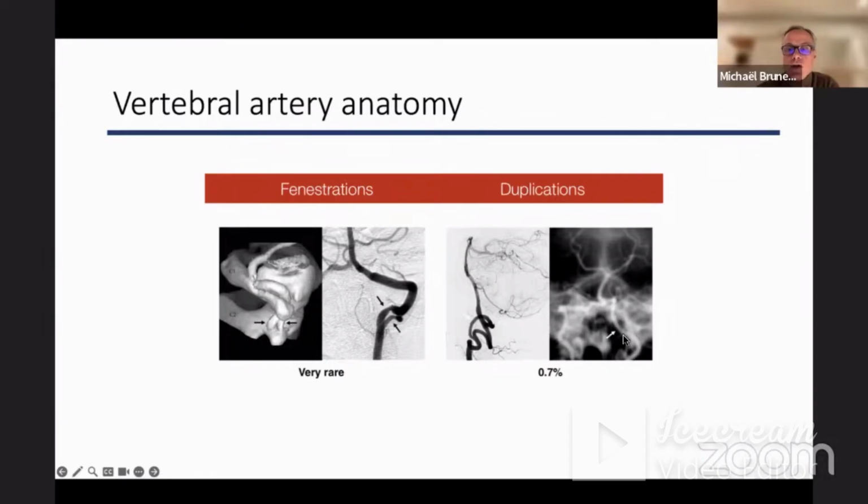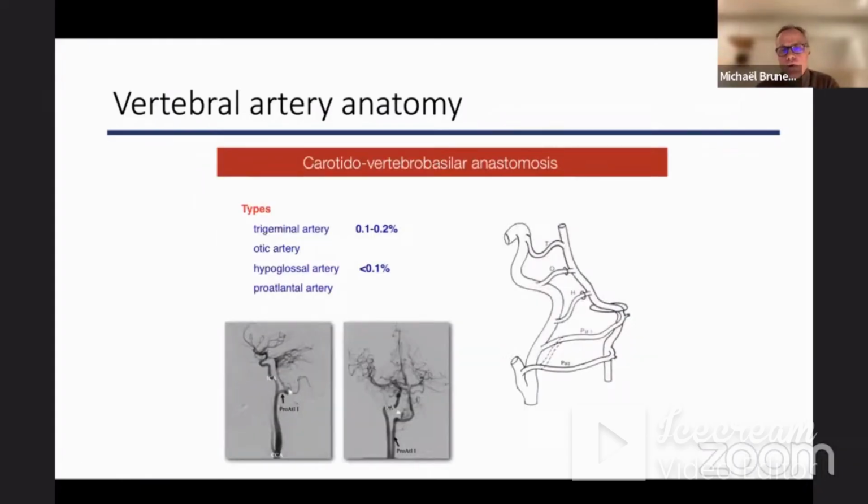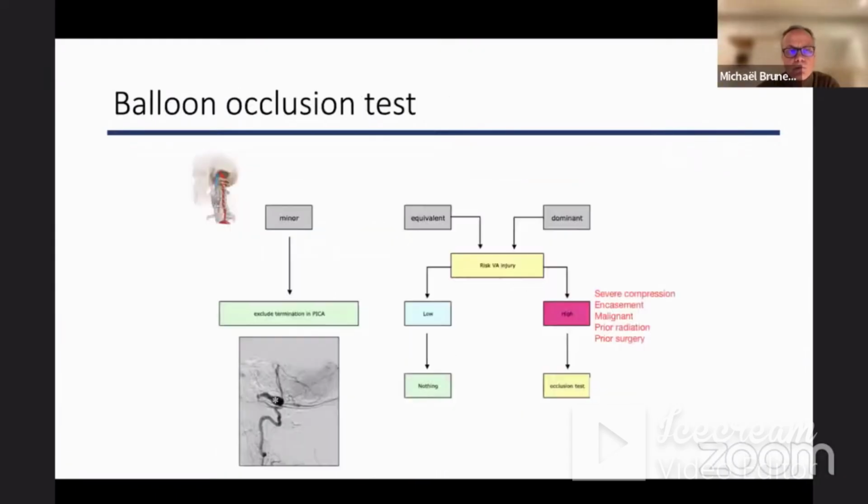In this situation, coming and having a trajectory between C1 and C2. You have also very rare anatomic anastomosis between the carotid system and the vertebro-basilar one. You see all the connections that can be observed: the trigeminal artery, otic artery, hypoglossal artery, and pro-atlantal artery. Those anastomoses are very rare and sometimes associated with aneurysm, and they have to be detected preoperatively because they can be a source of complication if you are not aware of that.